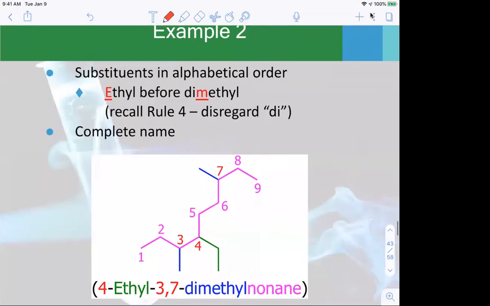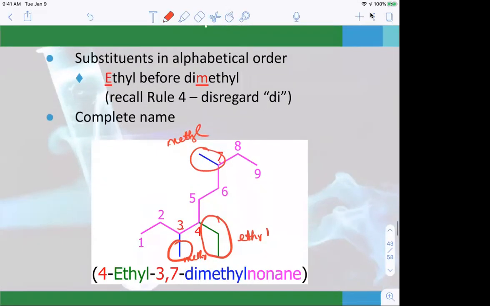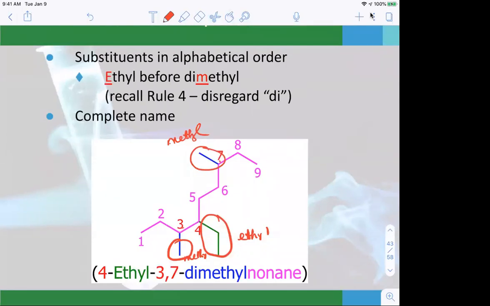So what do I have? On my 3rd carbon, I have a methyl. On my 4th carbon, I have an ethyl. And on my 7th carbon, I have a methyl. So I have ethyl, and then I have 3,7-dimethyl. E comes before M. I ignore the di. So the name is 4-ethyl-3,7-dimethylnonane. And this is the final answer.